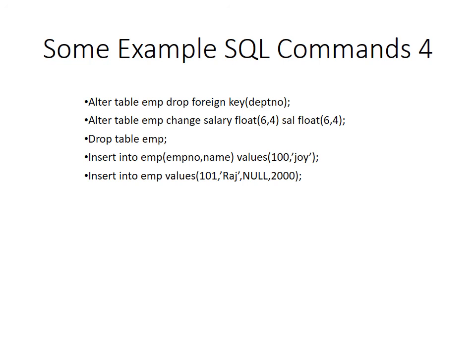Now one insert command. Insert into emp within the bracket employee number comma name, and after that values 100 comma join. Normally we use the insert command in a different manner: insert into emp values within the bracket. But now while inserting, I don't want to insert into each and every column. I want to insert data into a selected set of columns. So I have to mention that after the table name: insert into emp within the bracket employee number comma name, then values. Like that, insert into emp values 101 Raj null 2000. How to insert a blank value, how to insert a null.